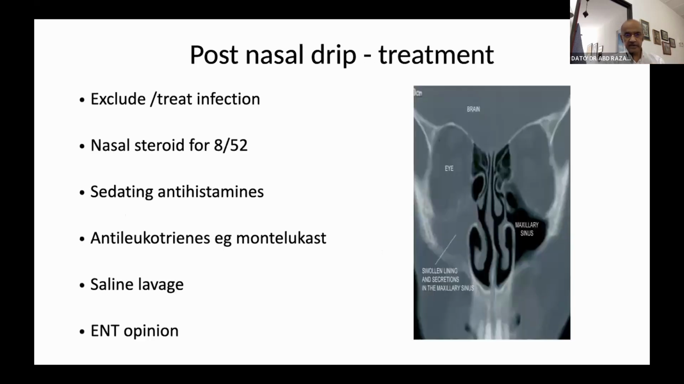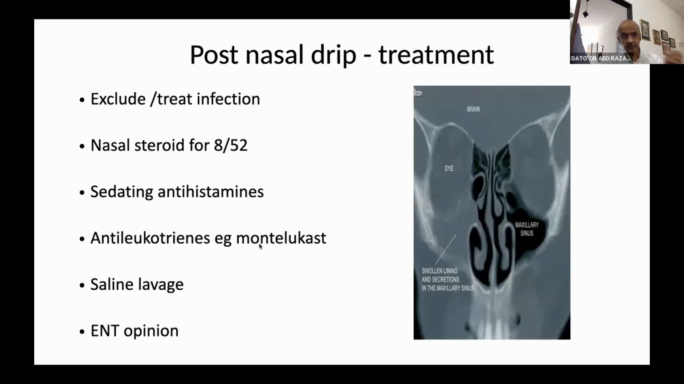Okay. And then again, always make sure that you exclude infection. The most common cause of this can be infection. Infection causes secretion in your post-nasal area. It goes on to your throat, and you tend to cough. Treatment again is nasal steroid for at least 2 months. Sometimes antihistamines are very good.